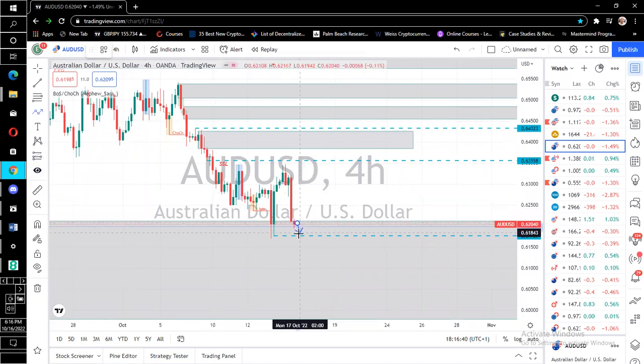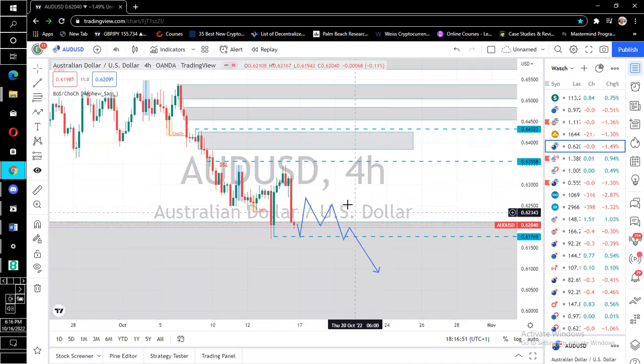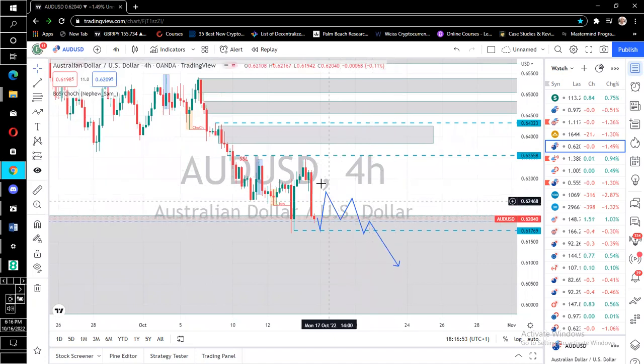Market will open. I would like to see market come down a little. All right, then trade back into this fair value gap. All right, then find a way to go to the downside. That is what I'll be expecting to see on AUDUSD. So I'll be looking for to sell this particular market.